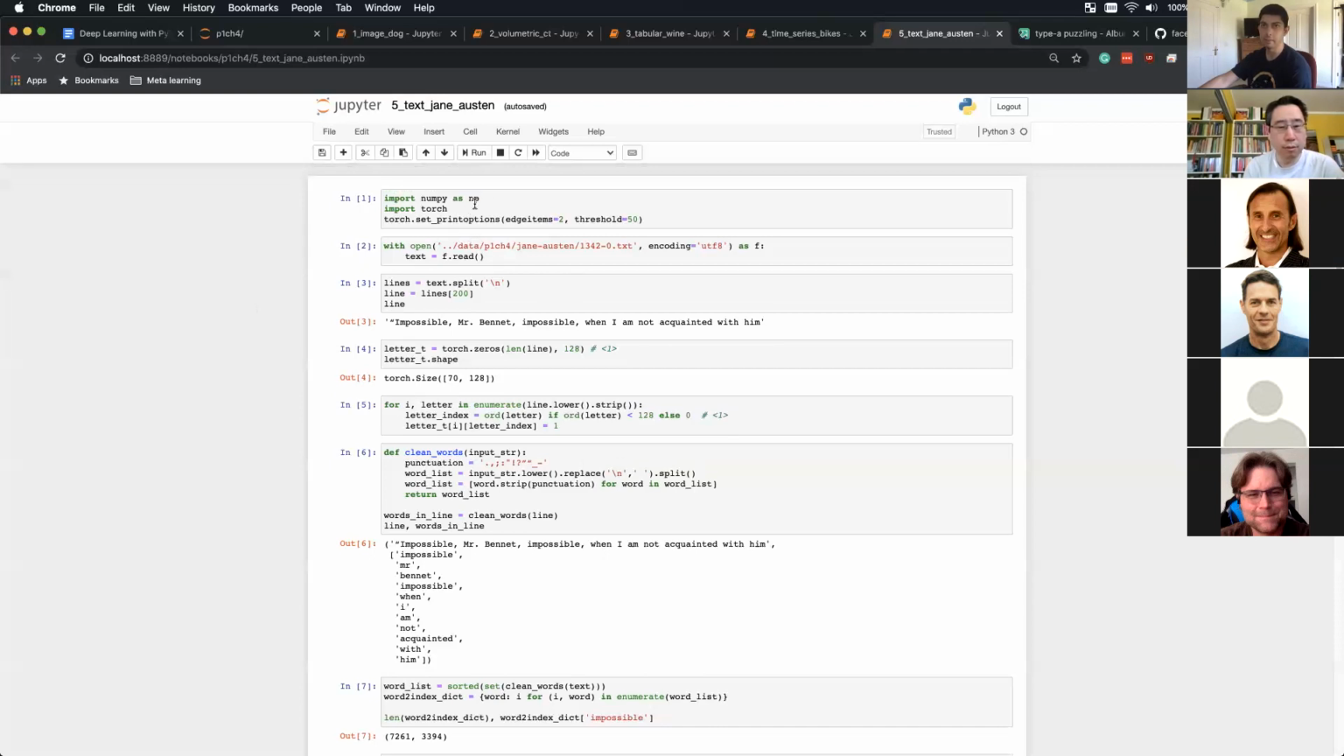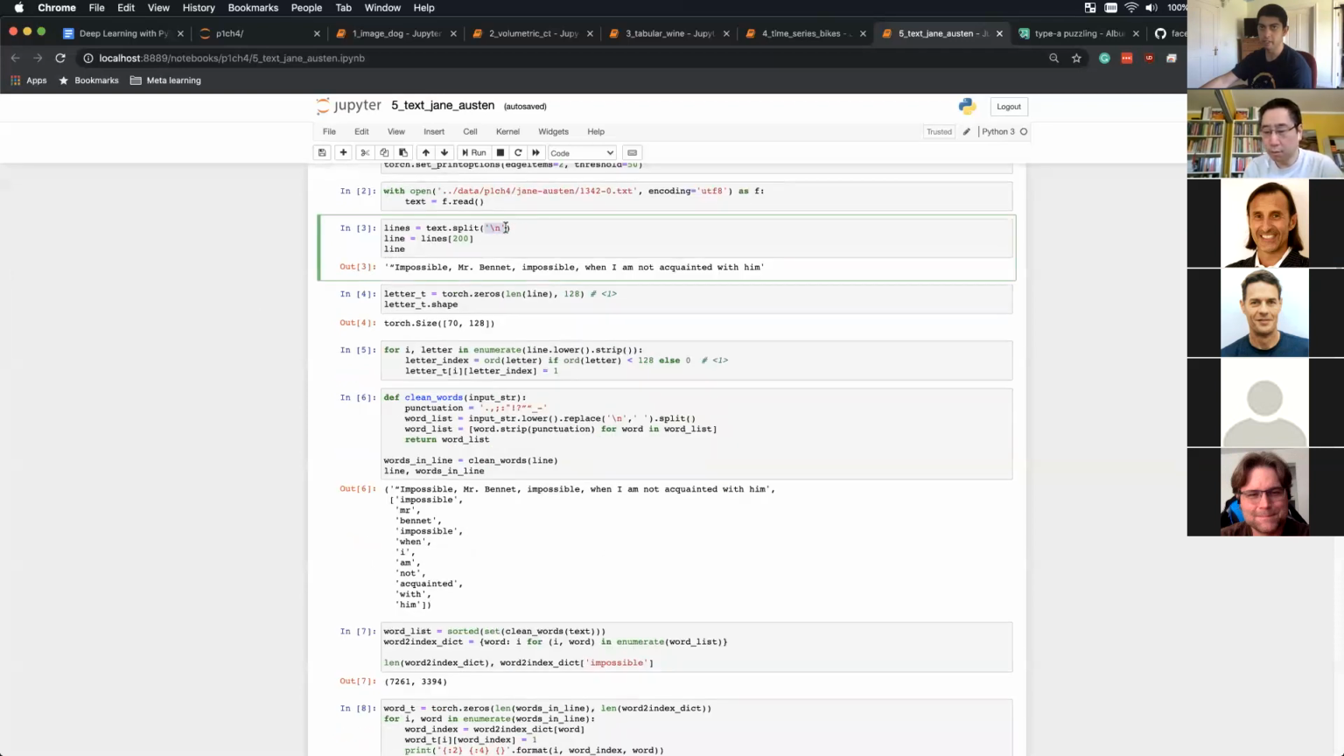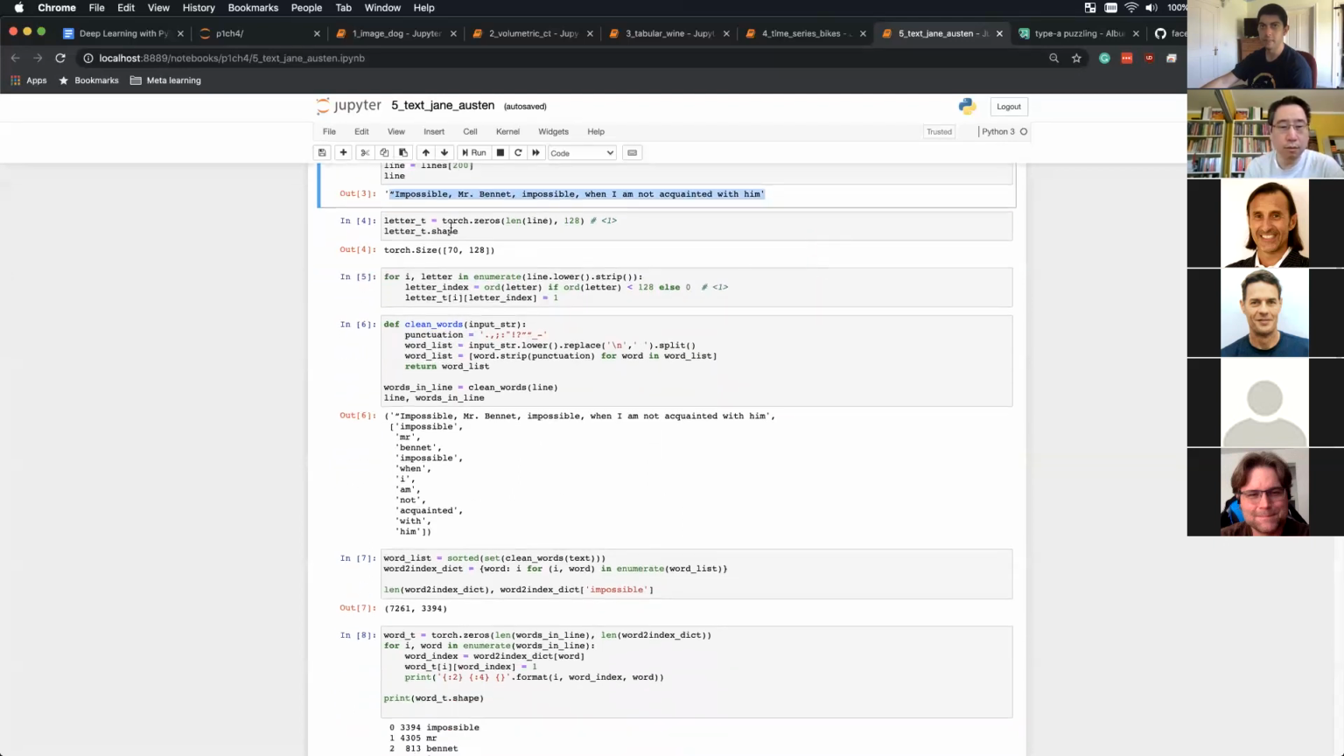So then same as before, NumPy, PyTorch, they're loading in a text file, they're splitting it on the lines, and they're grabbing specifically line 200, and this is what the text looks like. And then what they're doing is they're defining a torch tensor. It's filled with zeros now. They're making it of the size of the line and then the number of characters that they're interested in. So they're doing alphanumeric plus some other characters.